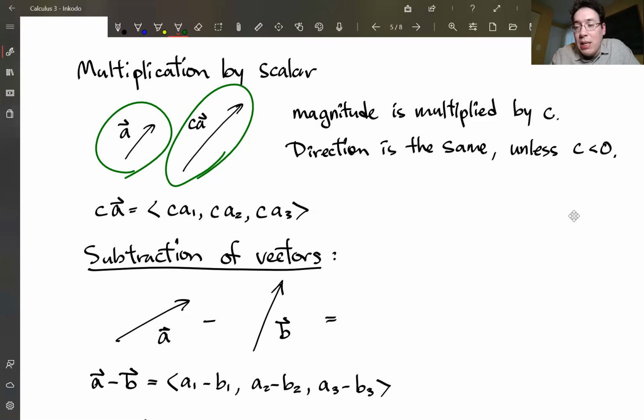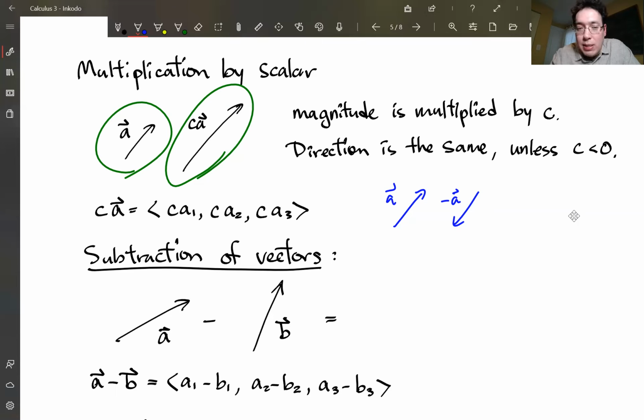If we multiply by a negative number, we're going to consider it pointing in the opposite direction. So if we had vector a here, vector -1 times a, or just negative a, is going to be the same magnitude but pointing in the opposite direction.